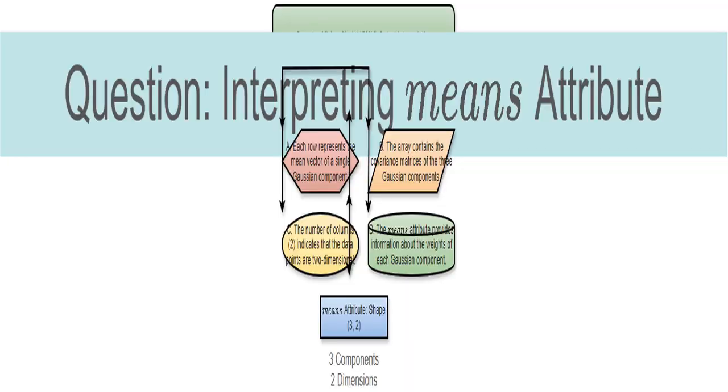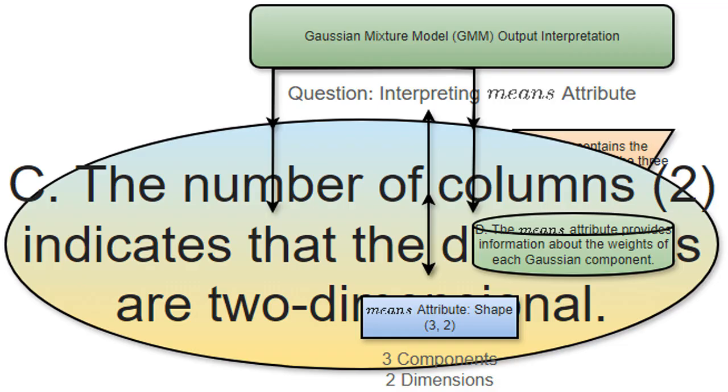I am going to explain how to interpret the means attribute from scikit-learn's Gaussian mixture model. This attribute is really important because it gives you the average values of your data, broken down into different groups or components. It's like finding the center of each cluster in your data. Let's talk about this shape.